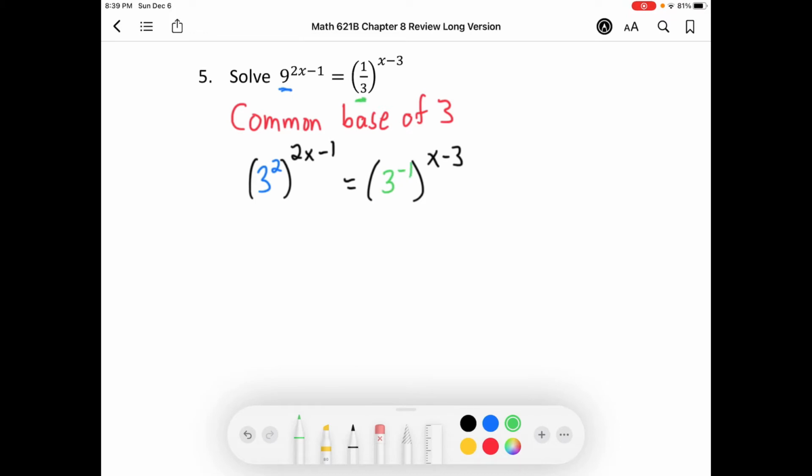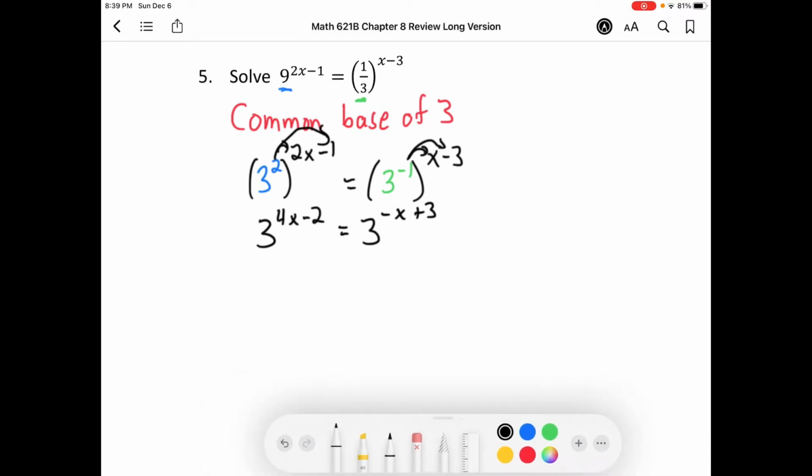So I haven't changed the value of any of these terms. I've just changed the way they look. I wrote a 9 as 3 squared, which is fair, and 1/3 is 3 to the negative 1, which also is fair. What that lets us do next is break out of our exponents through multiplication. So we have powers to powers, so we multiply those powers. So I have 3 to the 4x minus 2. On the other side, I have 3 to the negative x, careful here, plus 3.